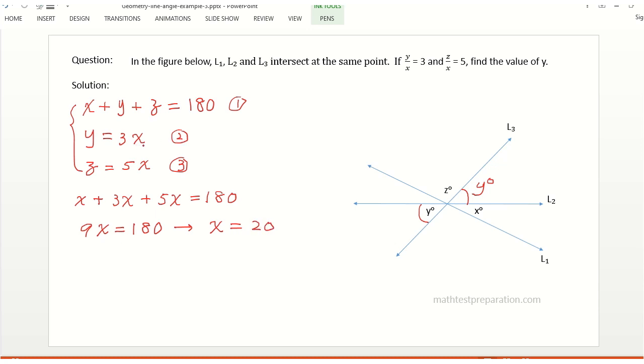From equation 2, y equals 3x, which is 3 times 20. 3 times 20 equals 60. So the value of y is 60.